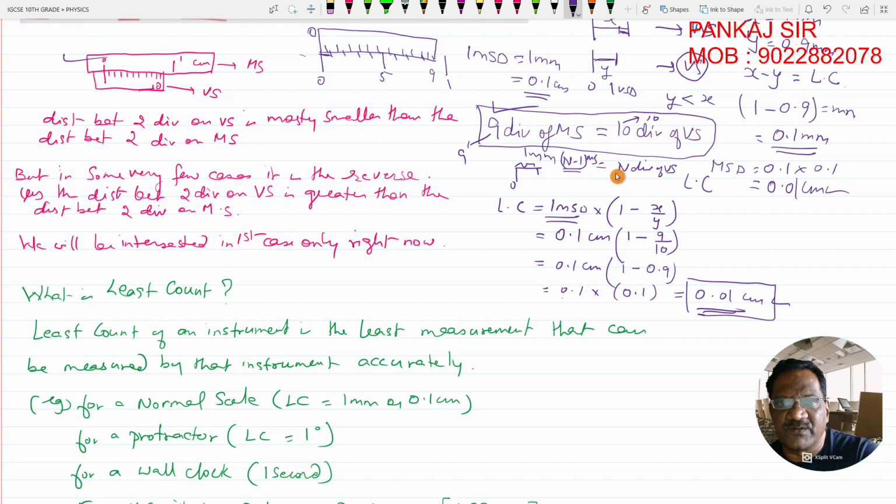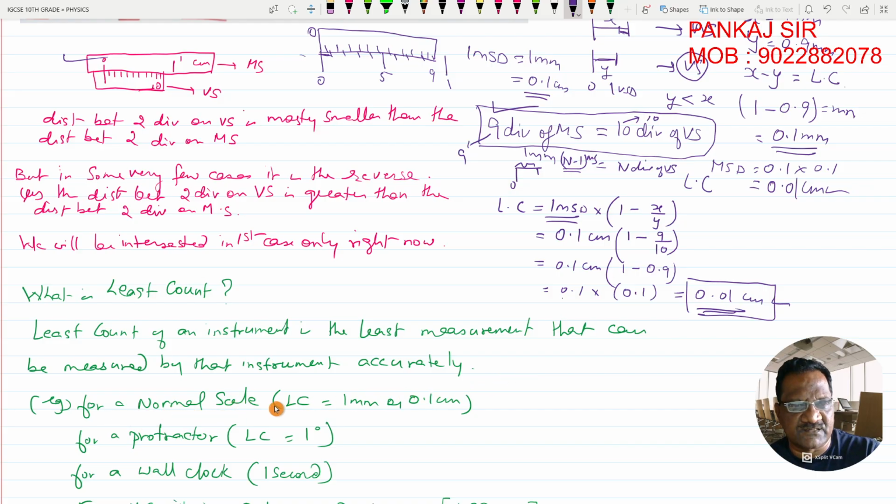Okay, so that is the principle of vernier caliper. I hope you must have understood the principle of vernier caliper. And now, what is the least count? Let us try to understand that. Least count of an instrument is the least measurement that can be measured by that instrument accurately. So with a vernier caliper, you can measure any distance up to 0.01 centimeter. That is the least distance that you can measure. Anything smaller than 0.01 centimeter, you cannot measure using a vernier caliper. But anything up to 0.01 centimeter, you can measure.